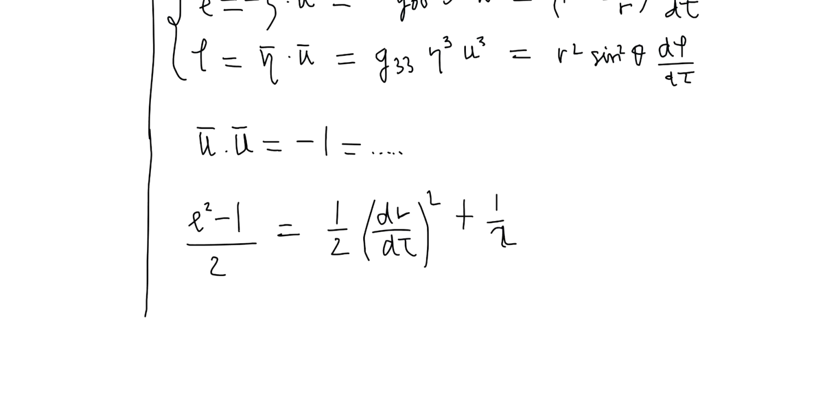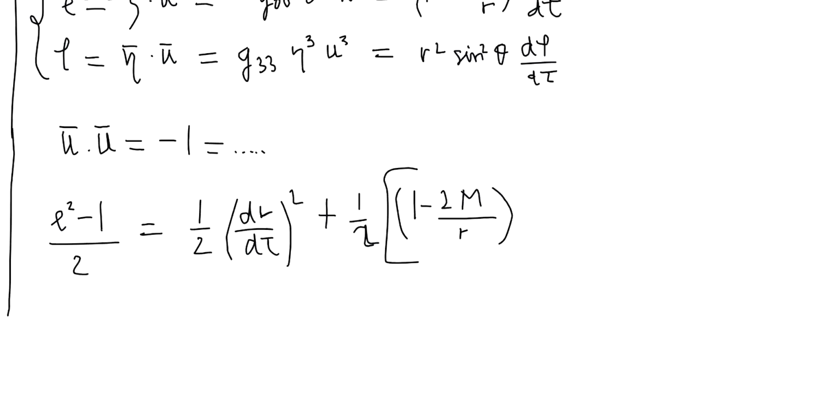(1 minus 2m over r) times (1 plus L squared over r squared) minus 1. Let me check the -1. I'm not sure about -1. Yes, -1. Okay.